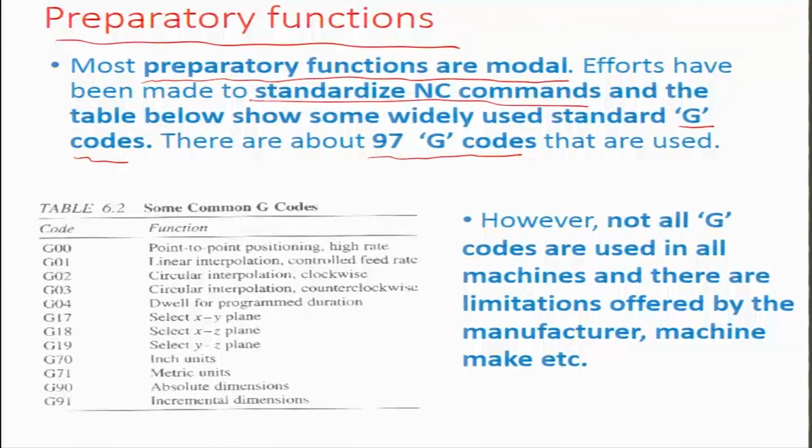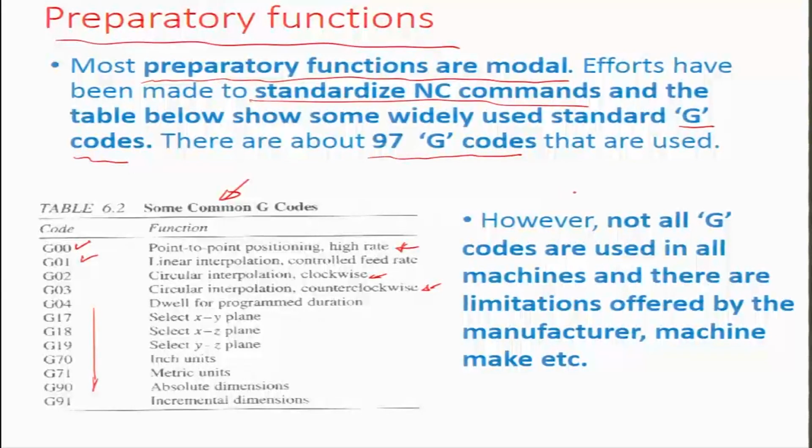Some of the major ones are represented in this table. Table 6.2, starting from G00, which is a point-to-point positioning at a high rate. We also call it rapid positioning. G01, which is a linear interpolation controlled feed rate. G02, circular interpolation clockwise, or G03, circular interpolation counterclockwise, and then a variety of other different codes.